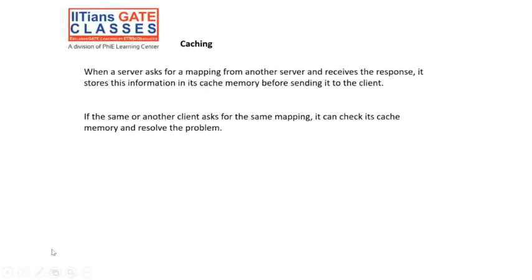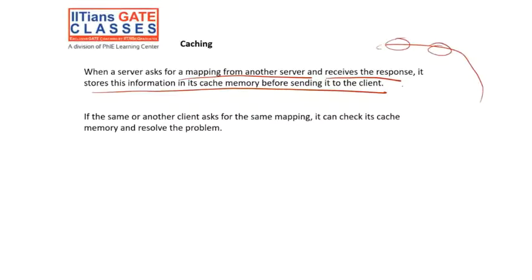And on caching: on each server, on each system or each node, there is a cache, right? So when a server asks for a mapping from another server, it receives the response and stores the information in its cache memory before sending it to its client. So whatever response is coming, we are storing it on each server, right? If the same or another client asks for the same mapping, it can check the cache memory and resolve the problem from its own side only.